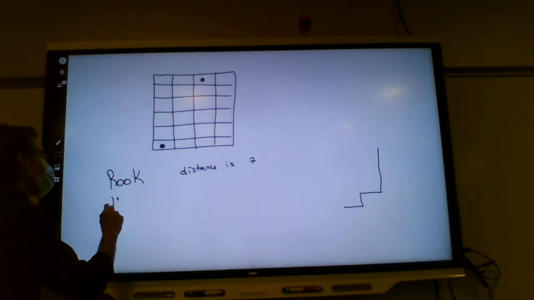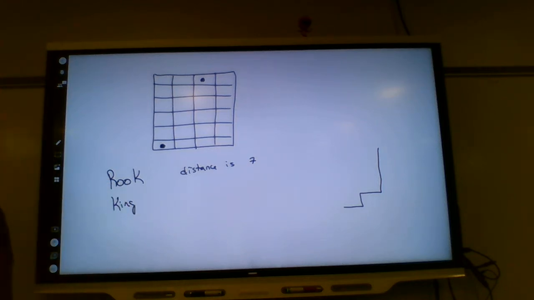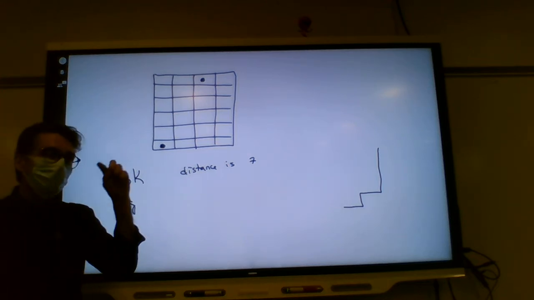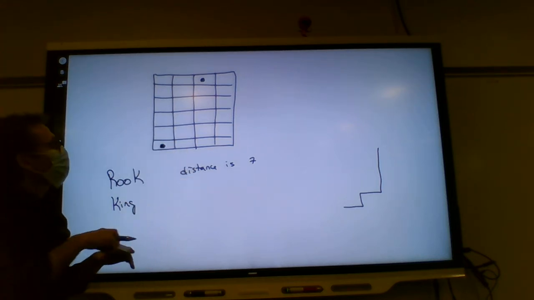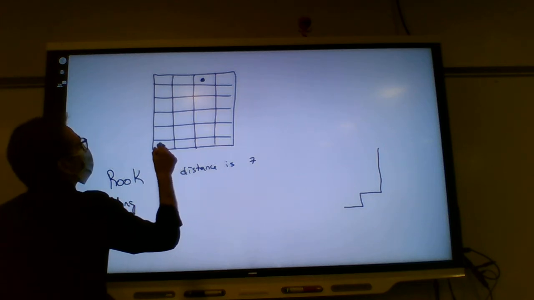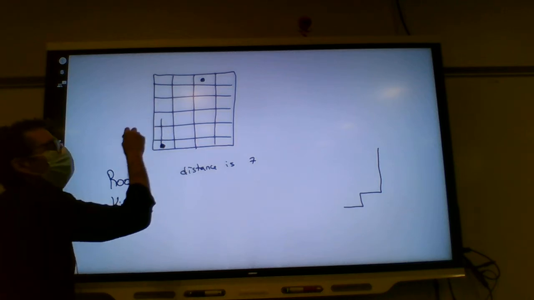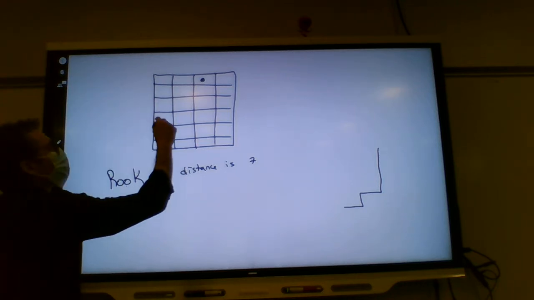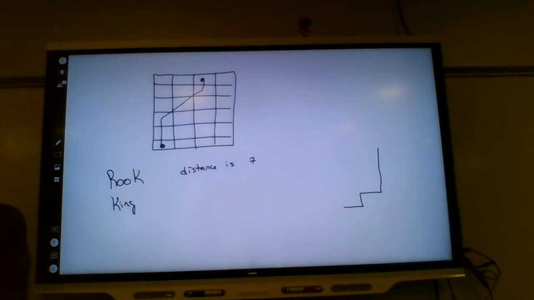All right, what if we looked at a king instead? What could the king do? The king can move 1 unit in any direction, right? So what could the king do to get to here? The king could say 1, 2, 3, 4, 5.